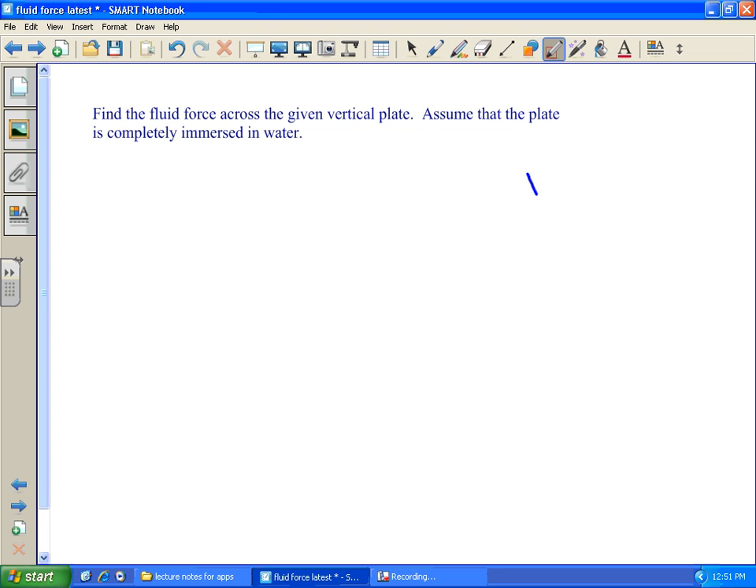Let's try it again. So a triangular plate. The dimension on the top is 2 feet across the top, and the height of the triangle is 5 feet.